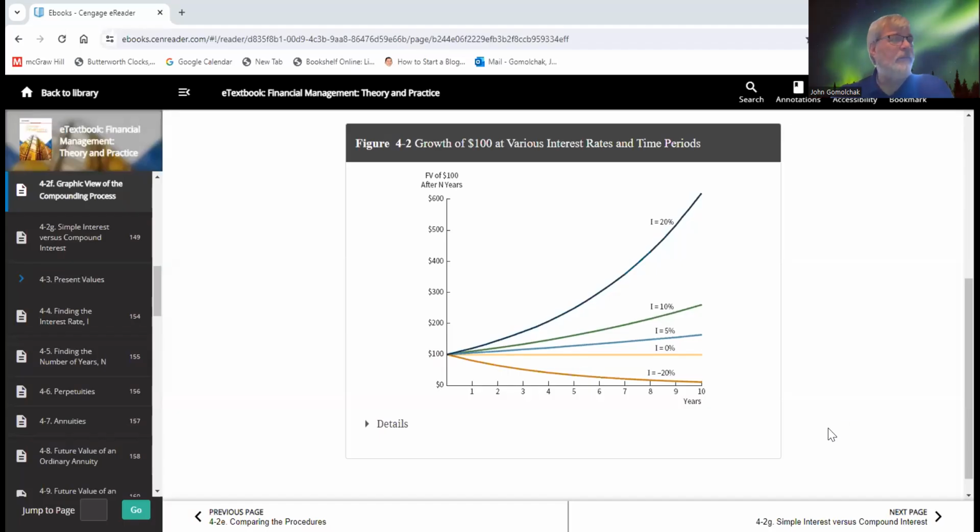They show a graph that shows how things grow if there's compounding involved. And so you see right here, we start with our $100, and this yellow line here is 0%. So we don't have any interest being paid. So it's just a straight line. We keep that $100 forever. It doesn't matter how many years we go.